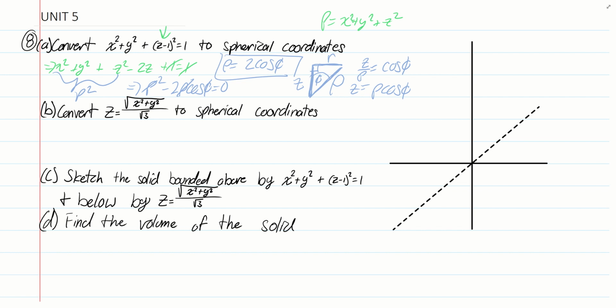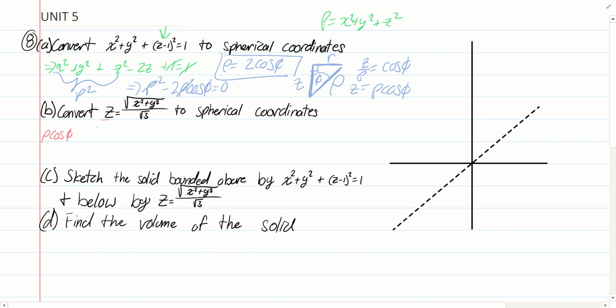So now the next one, we have to convert z equals the square root of x squared plus y squared over square root of 3 to spherical coordinates. This one's not as easy as the first one, so it's going to take a little bit more intuition. We can use cylindrical as an intermediate, meaning that we're going to substitute in for cylindrical and then go from cylindrical to spherical. Because we already solved for z, we're going to go ahead and substitute z in for that rho cosine phi. So this becomes rho cosine phi.